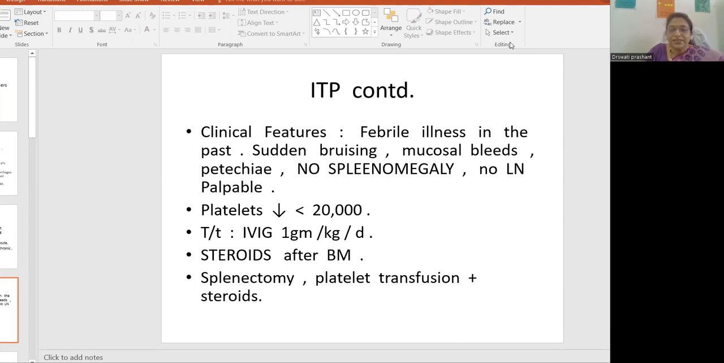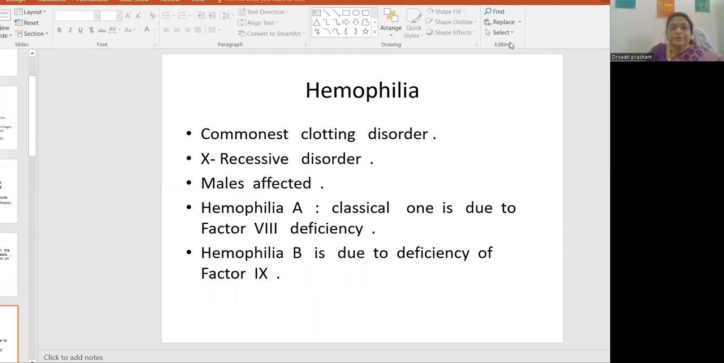Treatment of ITP is IVIG 1 gram per kg per day. Steroids are given after doing a bone marrow examination to rule out any malignancy. Splenectomy: if the patient is going into chronic ITP and not responding to treatment, then we can do splenectomy. Platelet transfusions are given only if the platelet count is going below 10,000, or if the patient is profusely bleeding due to thrombocytopenia, or if the patient is going for surgery. Steroids are also one of the parts of treatment.